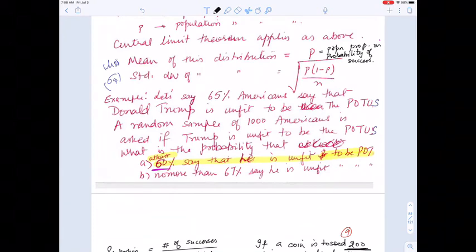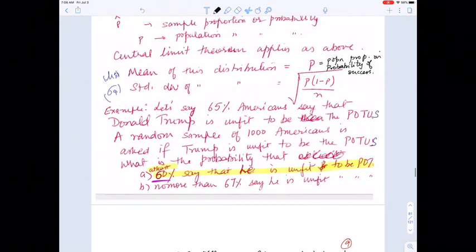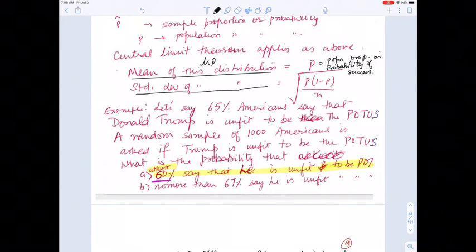Its standard deviation is the square root of P times 1 minus P over N. Okay, this distribution's mean and standard deviation are P and the square root of P times 1 minus P over N. The symbols are not in your notes, so I'm going to write them for you here. The mean of this distribution has the symbol mu P hat. The standard deviation of this distribution is given by sigma P hat, just so that we know which standard deviation we are talking about.